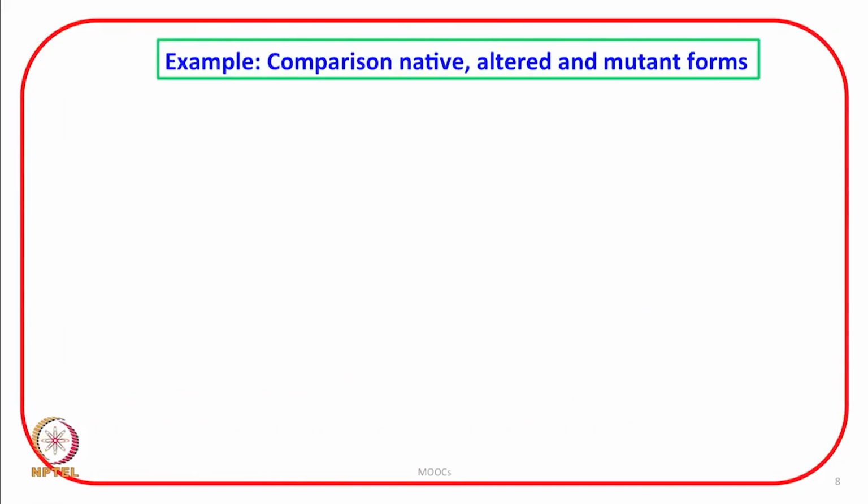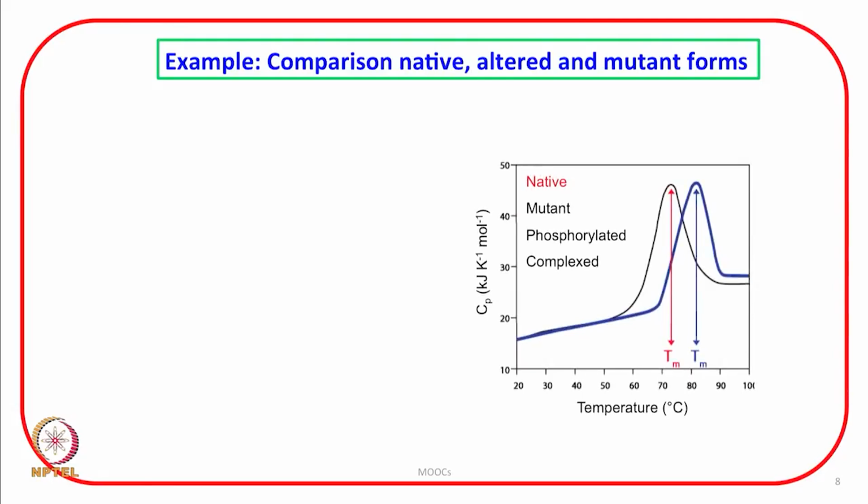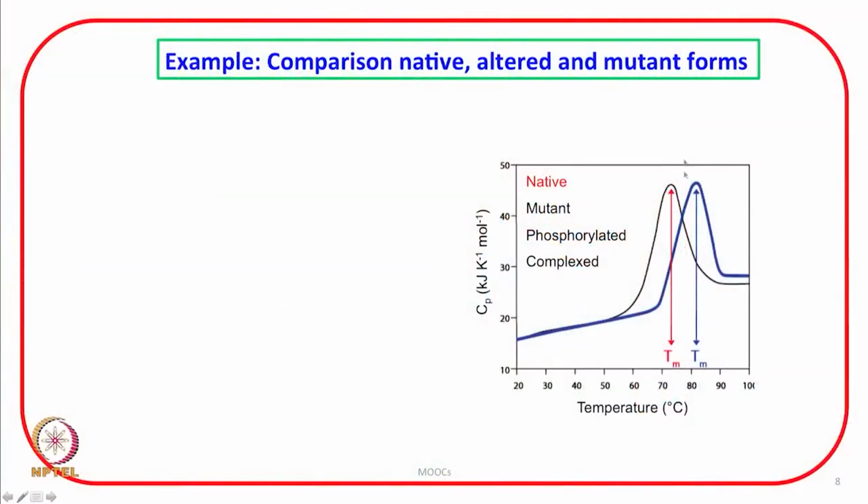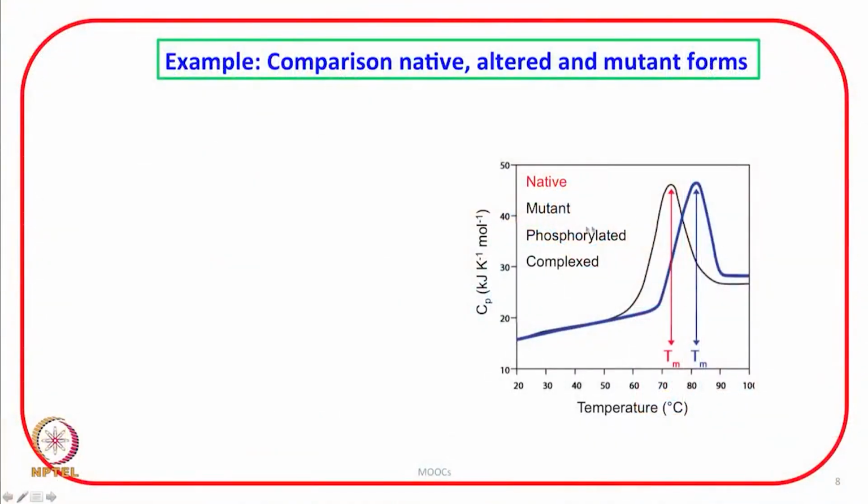Now, let us take an example, a comparison of native, altered and mutant forms. Differential scanning calorimetry is very important in giving information on how the conformation of protein will be affected. For example, in this figure, the red line Tm corresponds to the transition temperature of the protein which is in the native state. And when you carry out mutations, mutations means you alter one or more of the amino acids and see whether the stability of the protein increases or decreases. In this particular case, if we look at the figure, the mutation has led to an increase in the thermal stability of the protein.